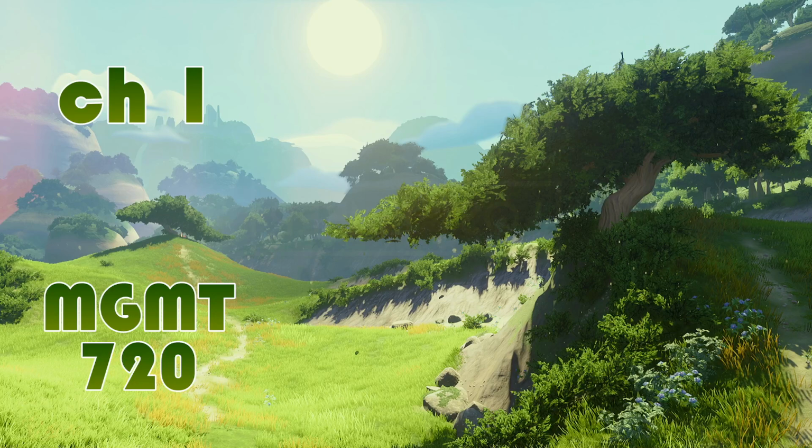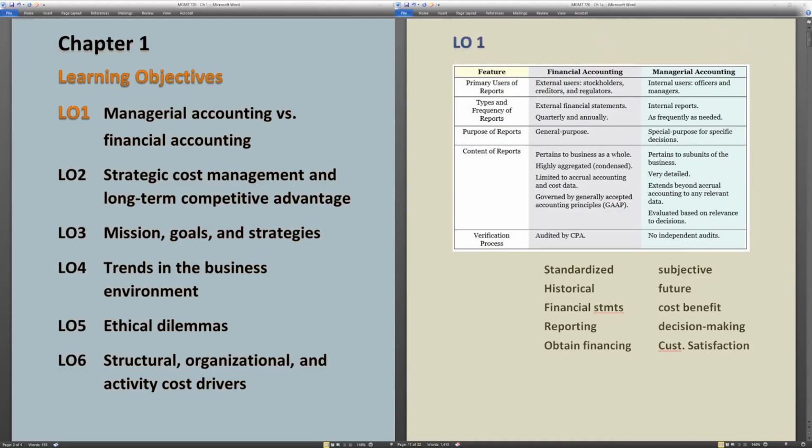Welcome to Management 720. We're going to get started with Chapter 1, which is entitled Tools for Decision Making. Here are the Chapter 1 learning objectives, and we're going to go through each of them one by one.